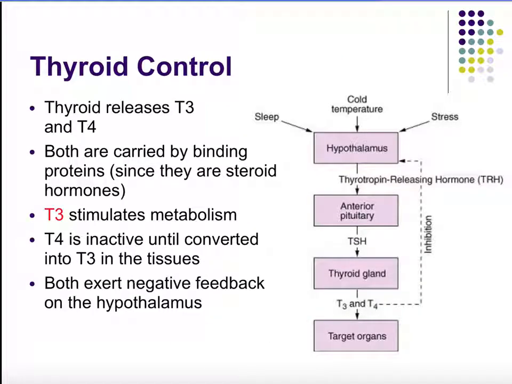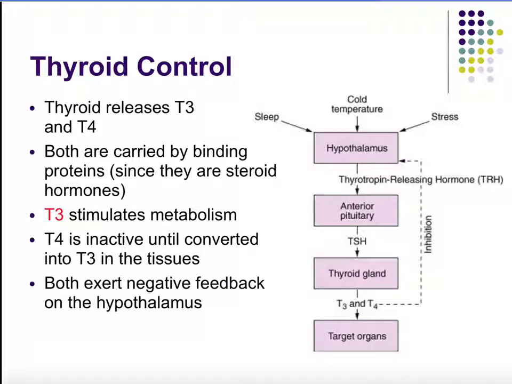Today we're going to focus on thyroid hormone. So thyroid hormone is stimulated by sleep, cold temperature, stress. These can cause the hypothalamus to release TRH. So again, thyrotropin releasing hormone. Notice the hypothalamus tends to release hormones called releasing hormones. It will go directly to the anterior pituitary and cause the release of TSH, stimulating hormone. So thyroid stimulating hormone, which will do what the name says. It'll go to the thyroid gland and stimulate the release of thyroid hormone.